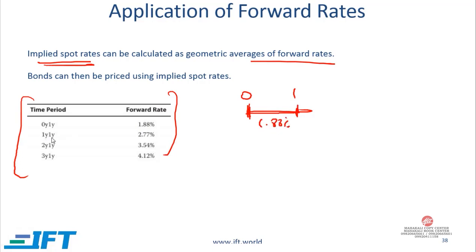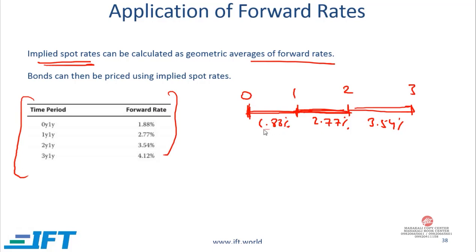1.88%. What does 1y, 1y mean? So that is after 1 year, the interest rate for 1 year. So the interest rate for this period, this is a forward rate, this is 2.77%. And then 2y, 1y means that this period. So after 2 years, the interest rate for one period is 3.54%. Now the question is, what is the 2-year spot rate?